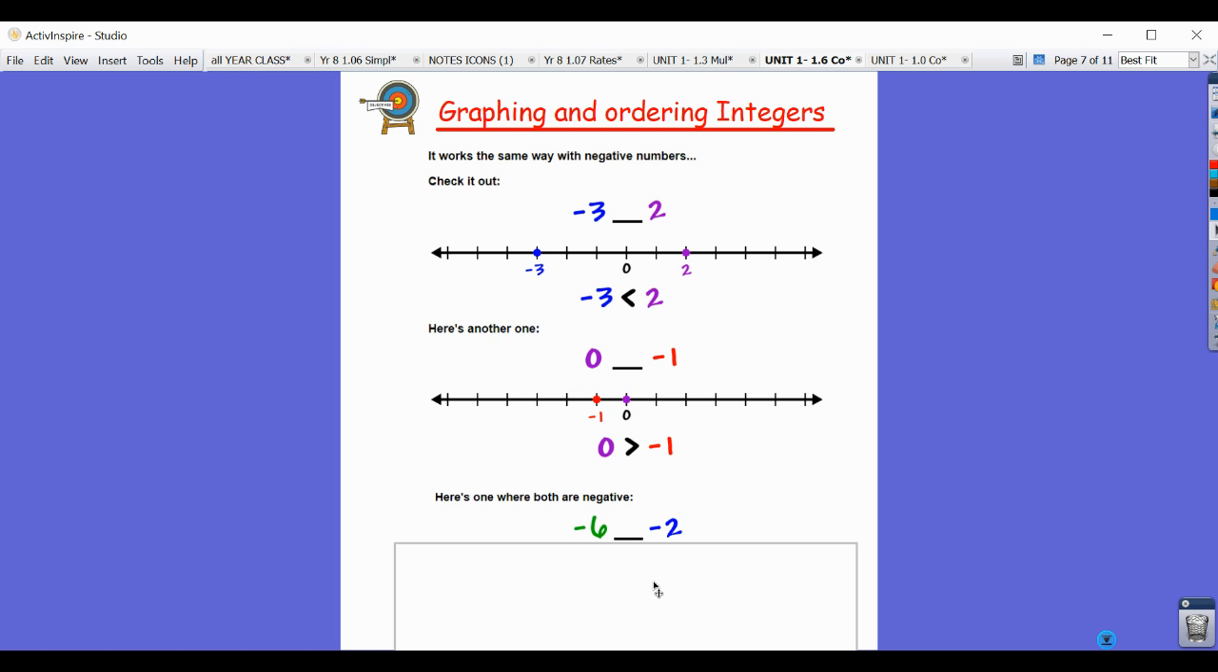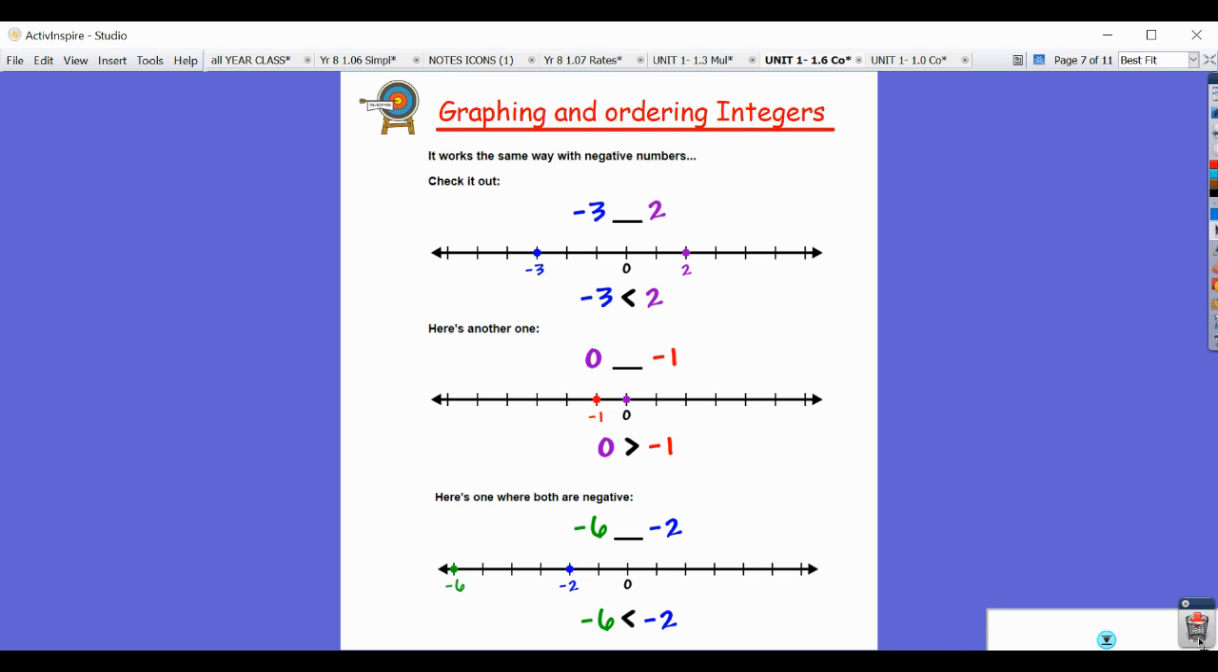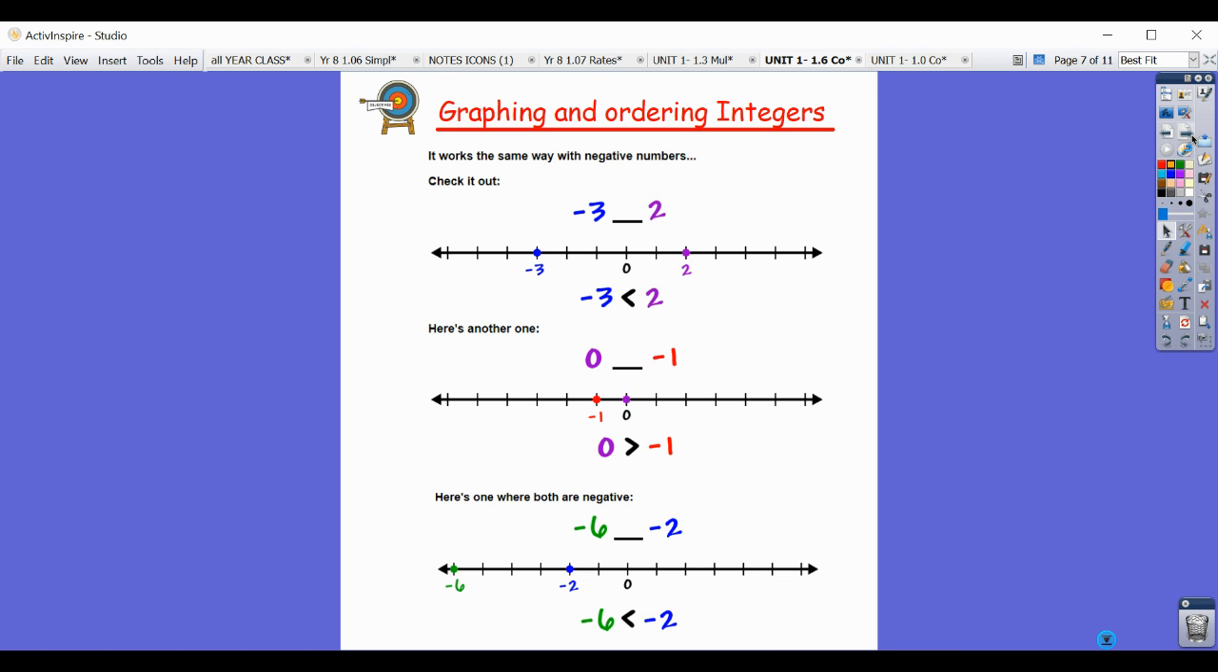What about negative 6 and negative 2? Well, if you put them both in the number line, we can see that negative 6 is on the left of negative 2. Hence, negative 6 is less than negative 2. You happy? Let's continue.